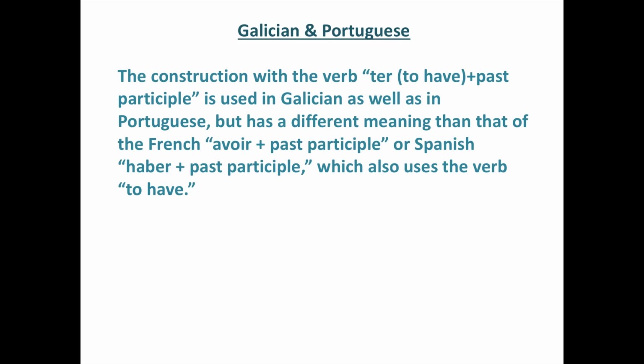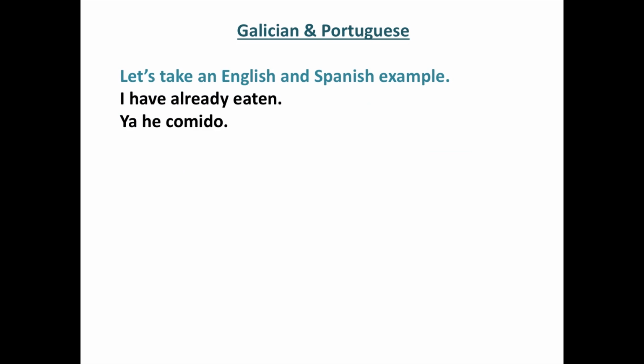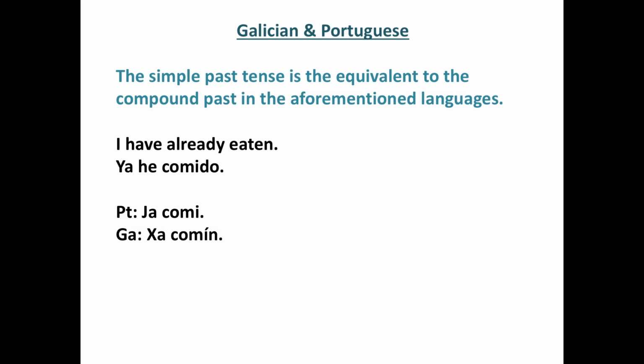The construction with the verb ter, to have, plus the past participle is used in Galician as well as in Portuguese, but has a different meaning than that of the French avoir in the past participle or the Spanish haber and the past participle, which also uses the verb to have. Let's take an English and Spanish example. I have already eaten. Ya he comido. Ya comí, ya comín. The simple past is the equivalent to the compound past in the aforementioned languages.